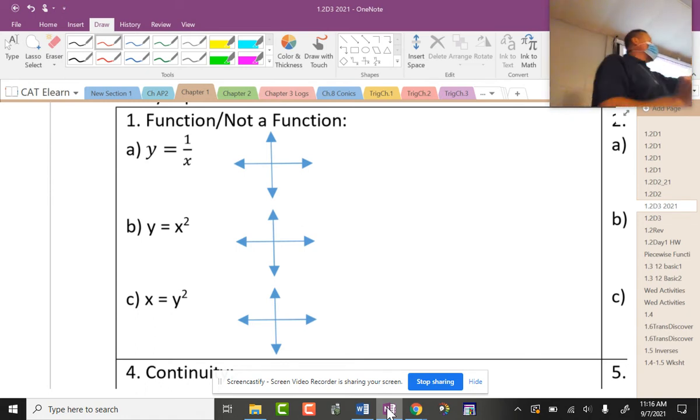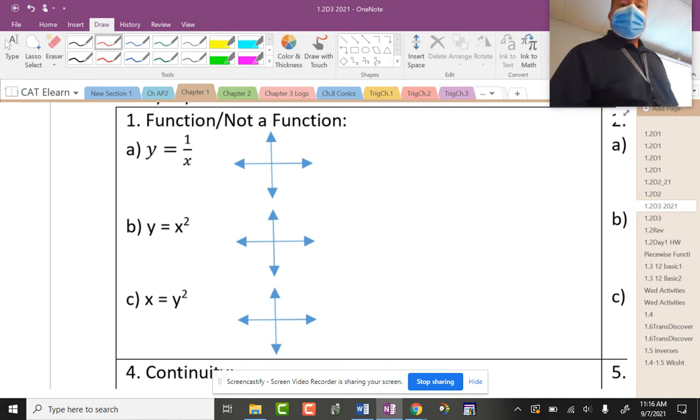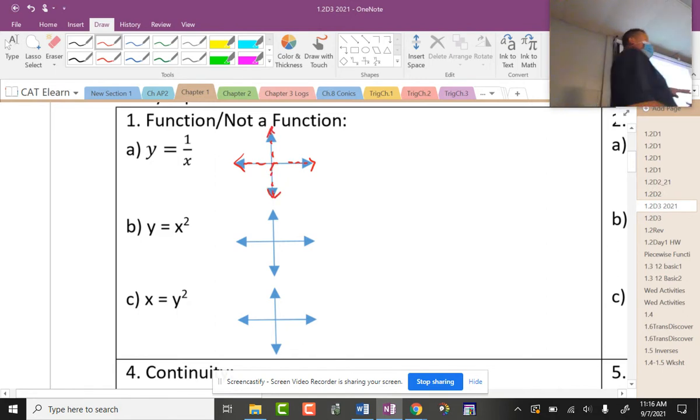Okay, so remember, function, not a function. 1 over x is the first one that I draw here. Remember that this is where we have a horizontal asymptote and a vertical asymptote. So I just wanted to put this down so you remember this, because you can't have 0 in the denominator. So that means x equals 0 is a vertical asymptote.